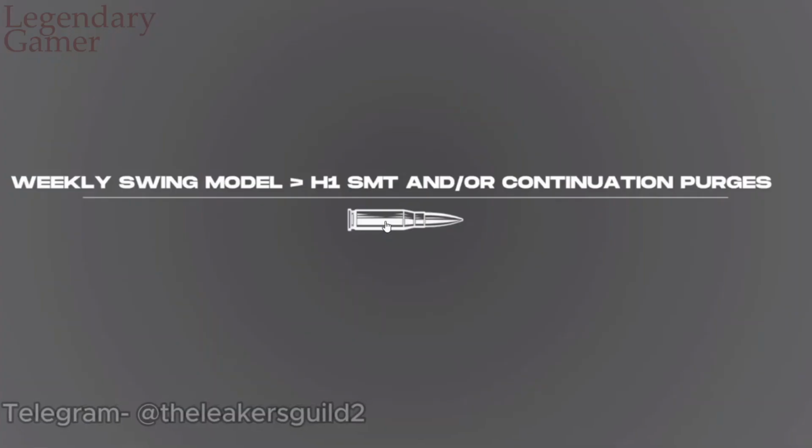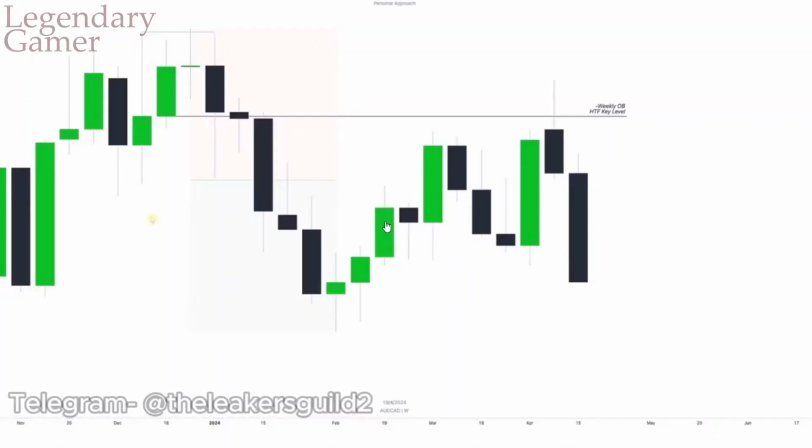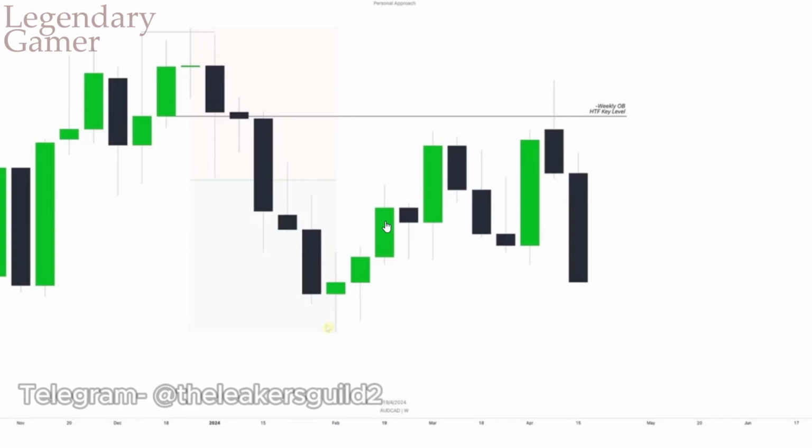Right, so now we'll talk about the weekly swing model. So we're going to be looking for the 1-hour SMT and/or continuation purges. So over here we've got a higher time frame chart of AUD CAD. It's a weekly chart. As always, start out with mapping out discount and premium levels.